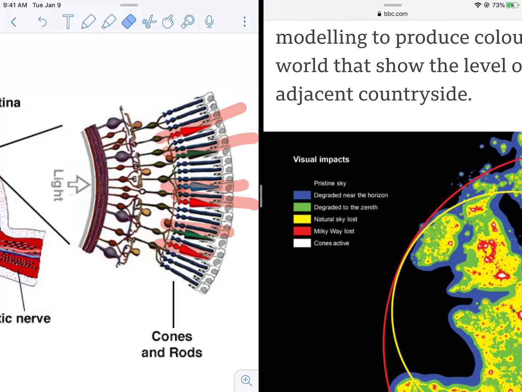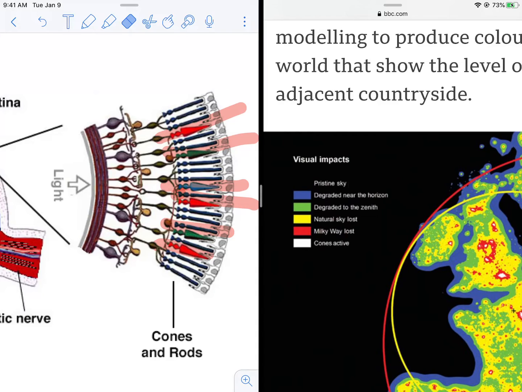The cones are responsible for reflecting light that is bright. So anytime that you see something that causes you to kind of squint because the light is so bright, such as the sun, that means that the cones are what are reflecting the light back in your eye. So if your cones are active, that means that your eyes are processing and reflecting bright light.